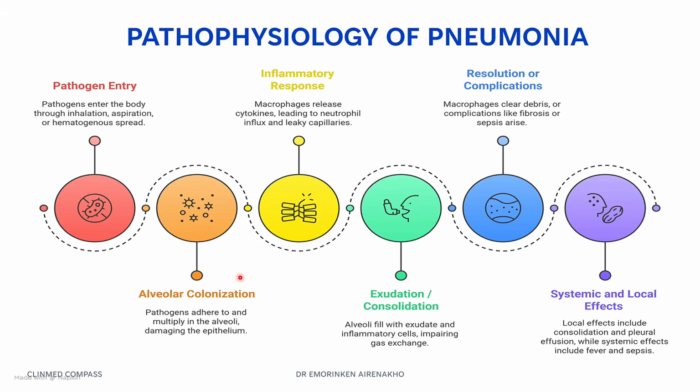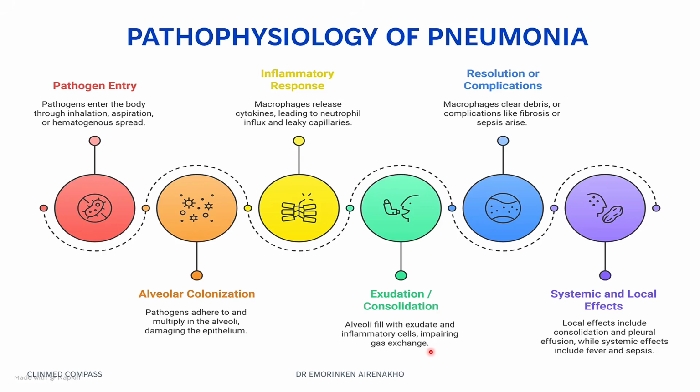Next comes alveolar colonization. The pathogens adhere to and multiply within the alveoli, damaging the epithelial lining. Then comes the inflammatory response. Macrophages release cytokines. They draw in neutrophils, which make the capillaries leaky, leading to exudation. As inflammation continues, exudation and consolidation occur. The alveoli fill with fluids and cell debris, causing impaired gas exchange and resulting in hypoxia.